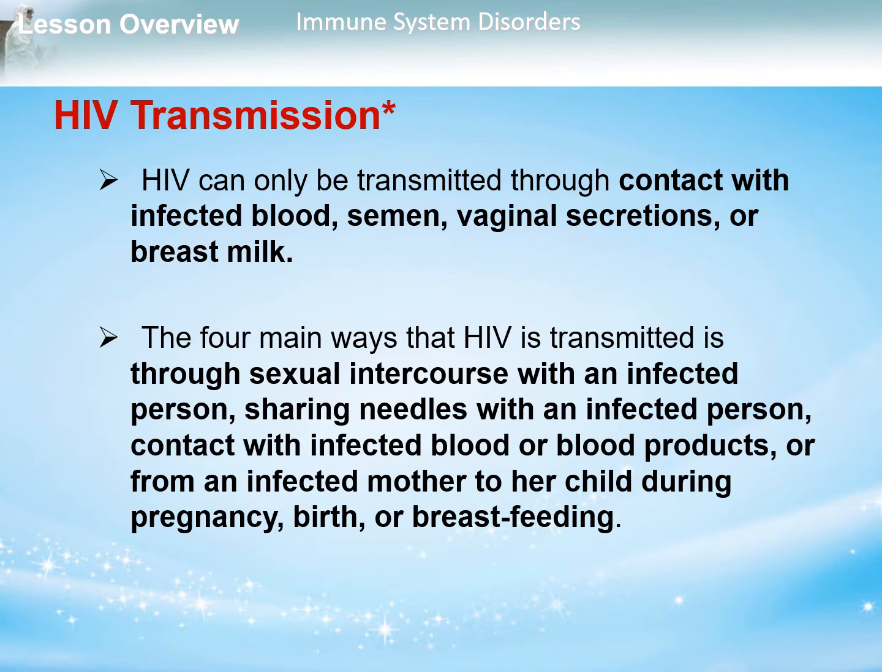The four main ways HIV is transmitted are through sexual intercourse with an infected person, sharing needles with an infected person, contact with infected blood or blood products, or from an infected mother to her child during pregnancy, birth, or breastfeeding.